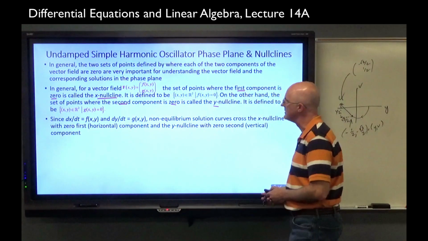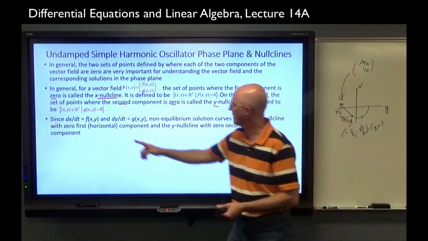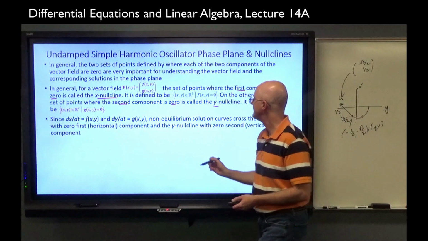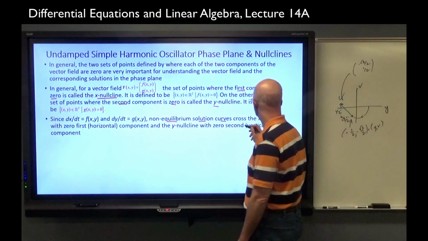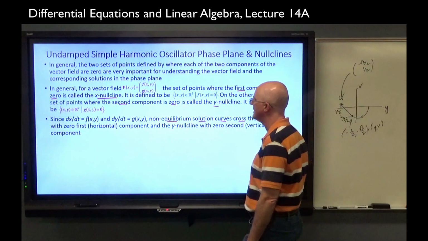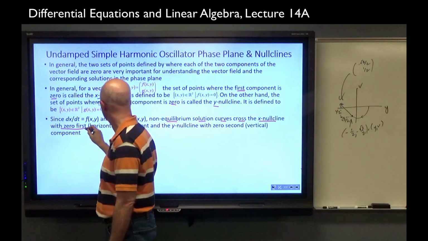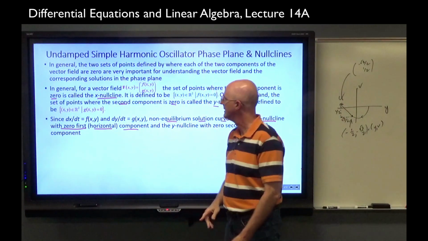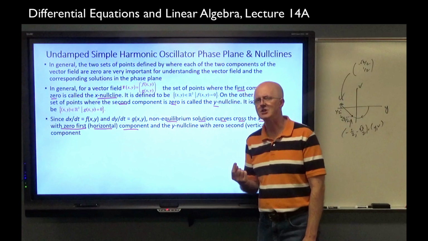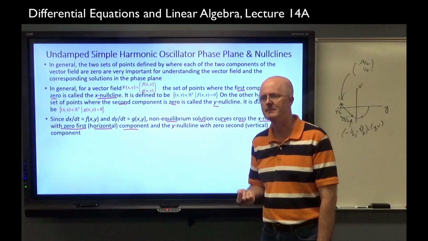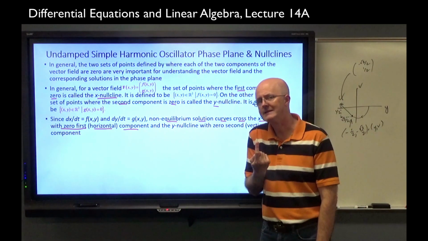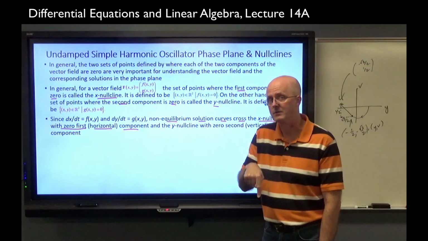Since dx/dt equals little f of x,y, we're talking about scalar equations now instead of vector equations, and dy/dt equals little g of x,y. Non-equilibrium solution curves cross x nullclines with zero first component, zero horizontal component. In other words, the tangent to the curve when it crosses an x nullcline has to be vertical. The motion has to cross an x nullcline with an upward velocity vector at that moment in time or a downward one.